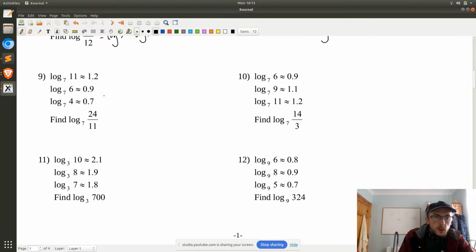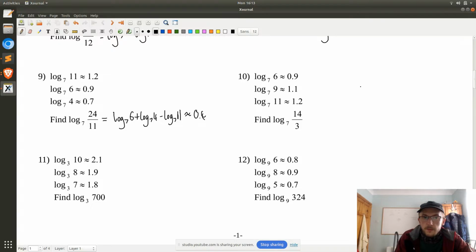Log base 7 of 24 over 11. Okay, that's log base 7 of 6 plus log base 7 of 4 take log base 7 of 11. That's 1.6, that's 1.2. The approximate difference then is 0.4. Okay, this one here, not so clear.